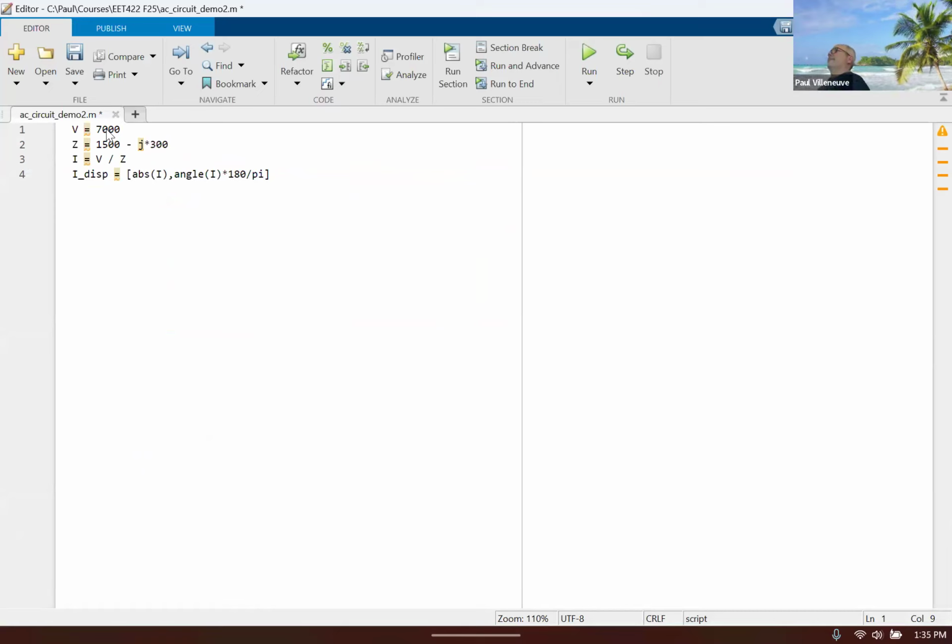All right. How do I enter angles in MATLAB? I can enter complex numbers, right? I can do 3 plus J4. I've done 1,500 minus J300, no problem. How do I enter in magnitude and angle? I don't know, you tell me. Can I do this? Does that look like angle? Want to try it?